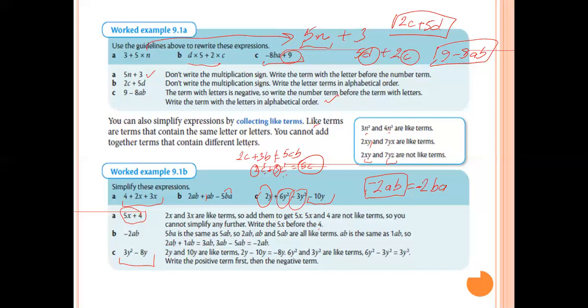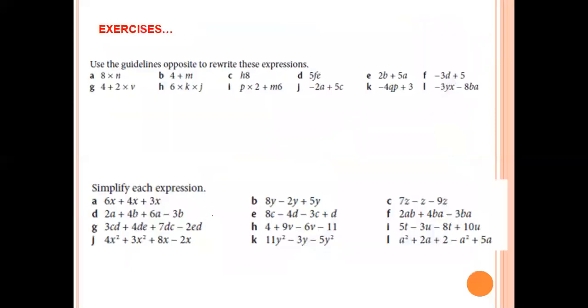Okay, let's do the next page. Exercise, we have some exercises. Use the guidelines opposite to rewrite these expressions. Okay, we should rearrange each expression. So 8 times n is 8n. Okay, that's enough.